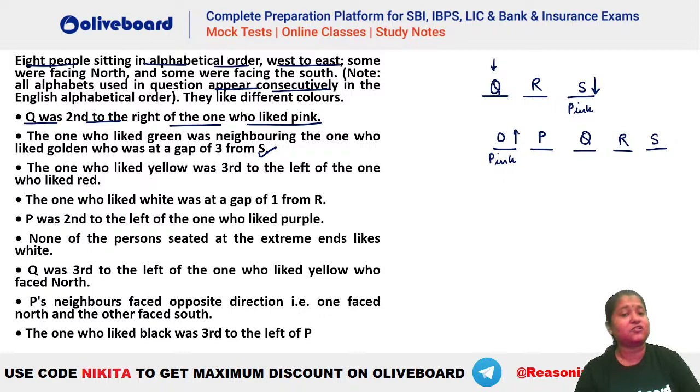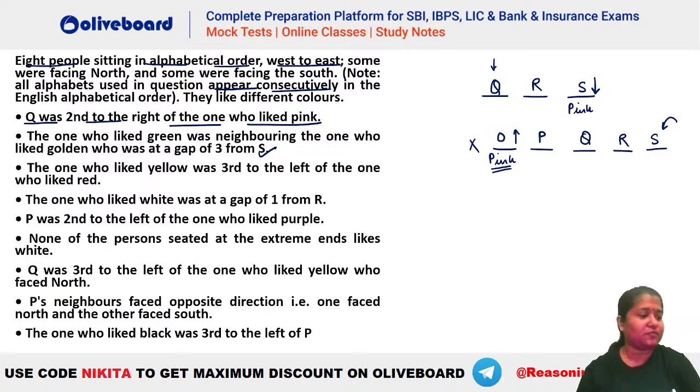So the one who liked green was neighboring golden, who was at a gap of 3 from S. So you can see that green has to be, you can see the one who liked green was neighboring the one who liked golden. Golden was at a gap of 3 from S. तो S से 3 के गैप में golden बैठा है. मतलब इस वाले केस में देखो, S से 3 के गैप में कौन बैठा है? Towards the right hand side, if we add the golden, then we will have to add 4 persons. क्योंकि 3 का गैप है, फिर उसके बाद चौथा पर्सन आएगा. You can see that's not possible because you already have 5 people in here. So adding 4 people to the right hand side won't be possible. और इस साइड ऑलरेडी आपका पिंक है. That means this case becomes invalid. आपका सेकंड invalid हो जाएगा.